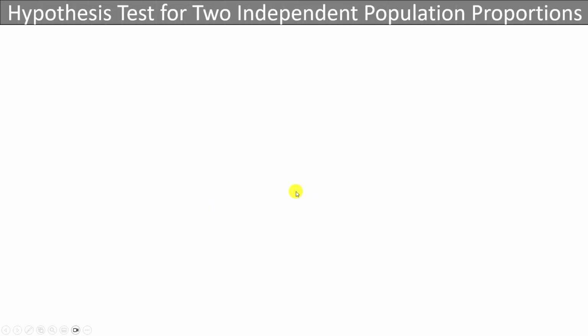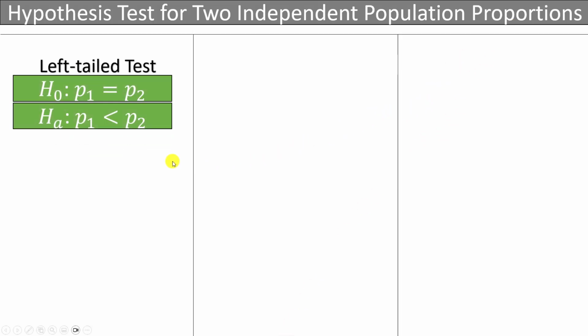So the next test here is going to be for 2 independent population proportions, and I put these in the same video because they are very similar to each other. So now instead of comparing a mean for 2 different populations, we're going to just compare the proportion. So we're still going to have left, right, and two-tailed tests, but now they're going to be related to p rather than mu. So the left-tailed test would be equal to in our null hypothesis for the 2 proportions we're comparing, and less than in our alternative.